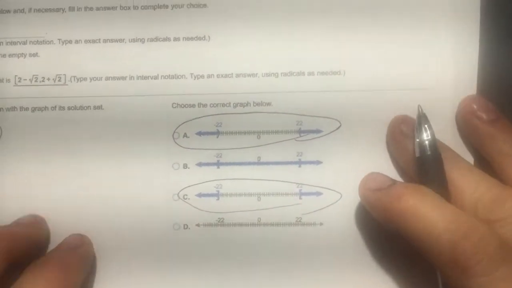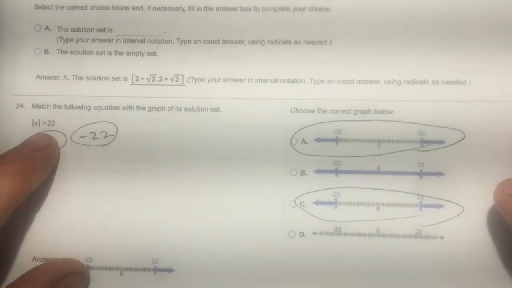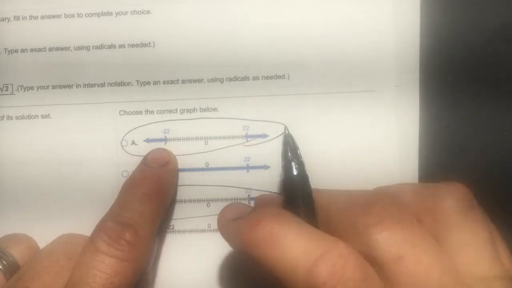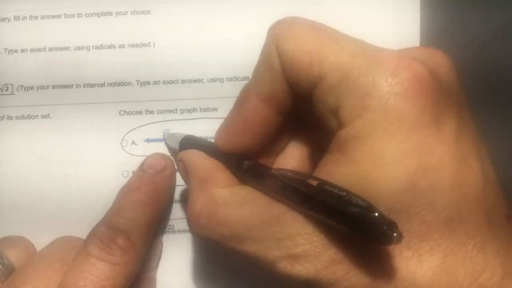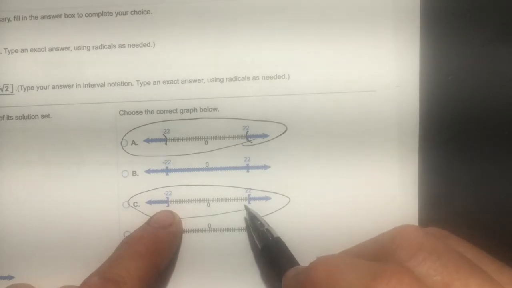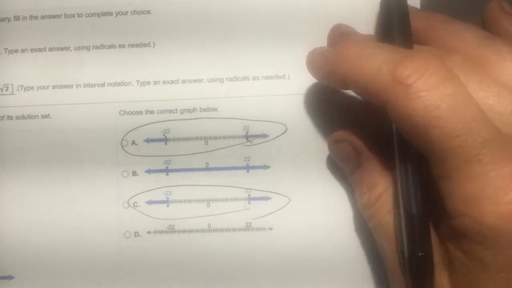These go opposite. And see, there's no equal to line, which means we're going to have an open circle here because it does not include the values. This right here would be if it had the equal to line. So the answer is A.